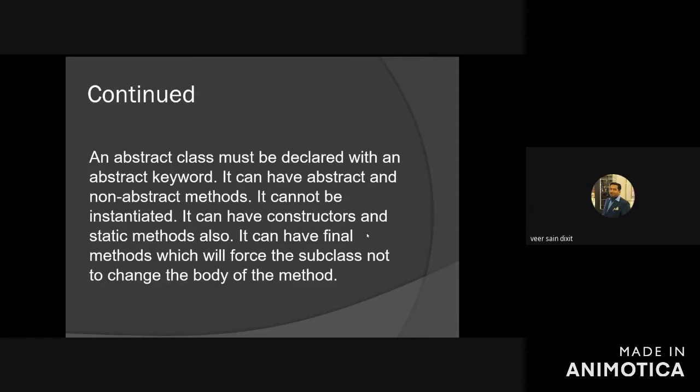Abstract classes can have abstract methods as well as the non-abstract methods, meaning methods with body, and it cannot be instantiated. It can have constructors and static methods also, and it can have final methods which will force the subclass not to change the body of the method.